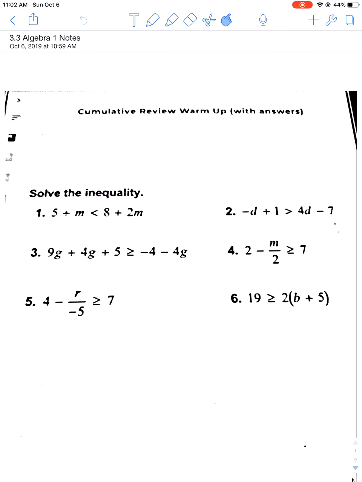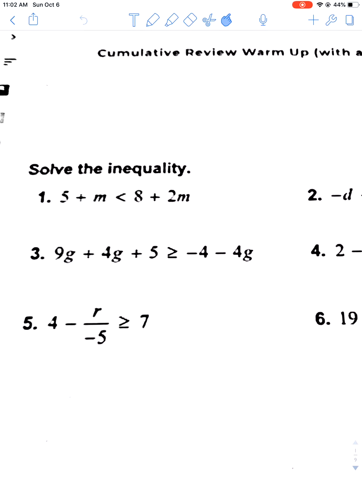All right, guys, we've got section 3.3, function notation. Today, just going to do some more inequalities. I really want to make sure you guys are still solving some equations, some inequalities, all that stuff, because it's going to be important here again soon.